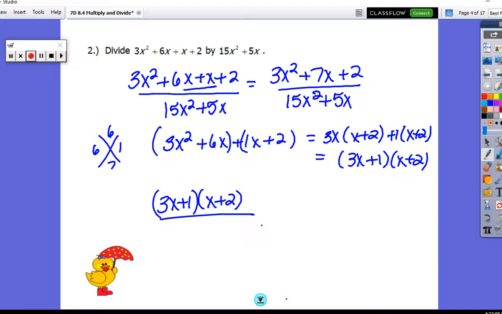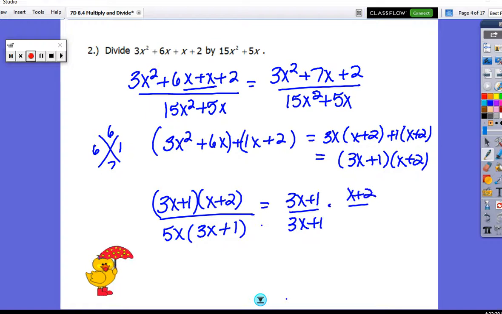All right, on the denominator, let's go back and factor that denominator. I see I have a 5x in common. So that leaves me with 3x plus 1. All right, so common factors are my 3x plus 1s. And then it leaves me with x plus 2 over 5x. So that's equal to 1. So my final answer is x plus 2 over 5x.